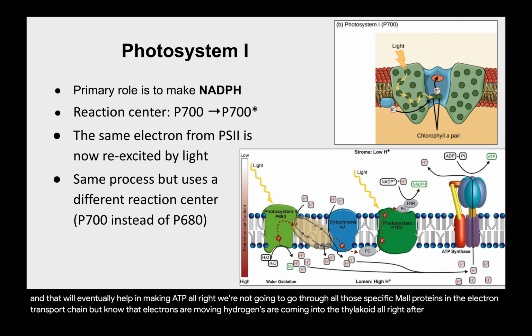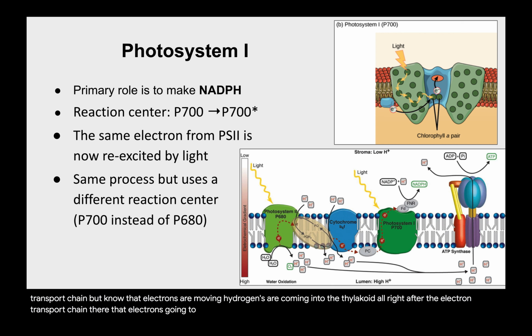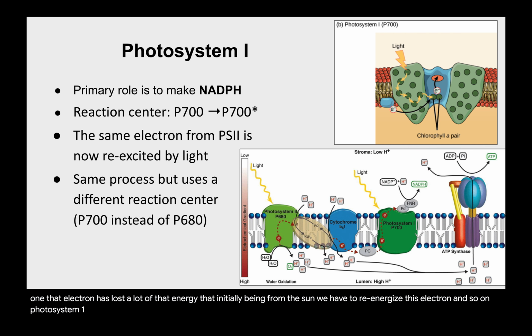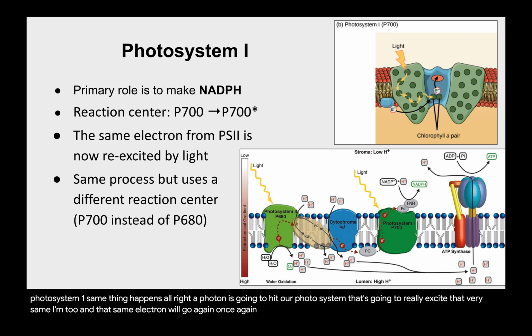All right, after the electron transport chain there, that electron's going to end up in photosystem 1, right? And so by the time it makes it to photosystem 1, that electron has lost a lot of that energy that it initially gained from the sun. We have to re-energize this electron. And so in photosystem 1, same thing happens, right? A photon is going to hit our photosystem. That's going to re-excite that very same electron that was excited in photosystem 2. And then that same electron will go again, once again, to an electron transport chain, right? So we have 2 electron transport chains here.